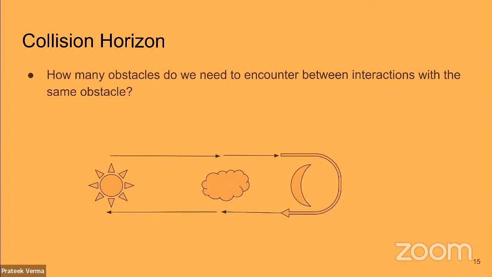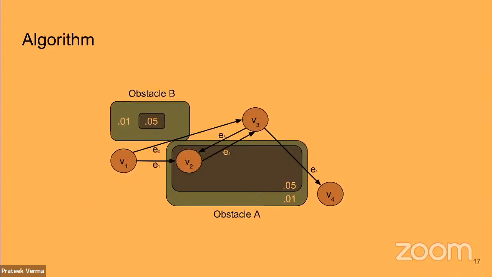To solve this problem, we have to keep track of the obstacles that we interacted with in the time between when we return to the sun. So very quickly, I'm going to give you an idea of what the algorithm might look like.